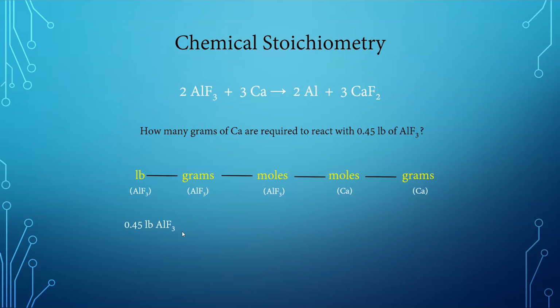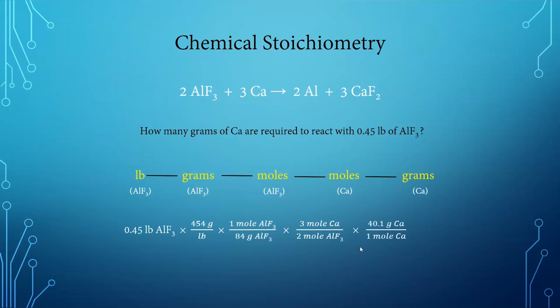The first thing we'll want to do then is change our pounds of aluminum fluoride into grams. We can then convert that to moles using the molar mass of the compound. From the stoichiometry of the reaction, we know that we get 3 moles of calcium to every 2 moles of aluminum fluoride. And then finally, we can change the moles of calcium into grams, and that comes out to be 146 grams of calcium.